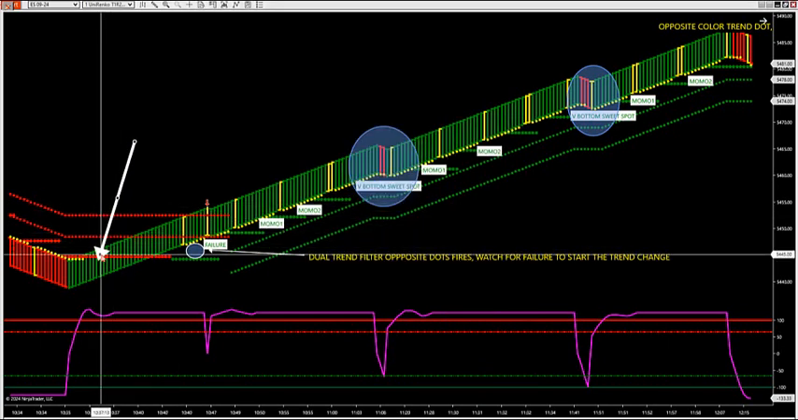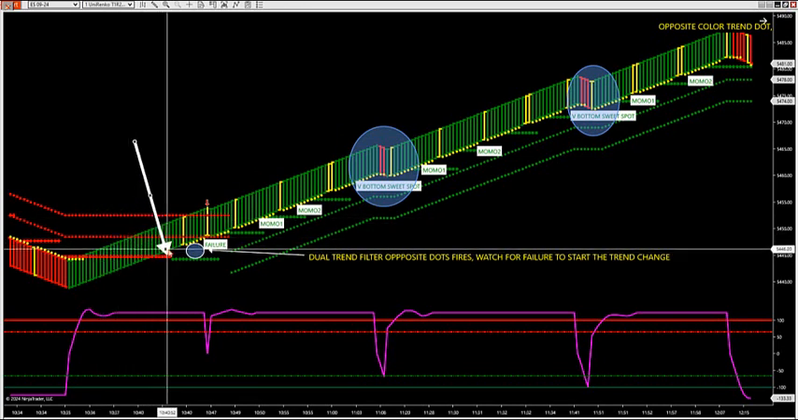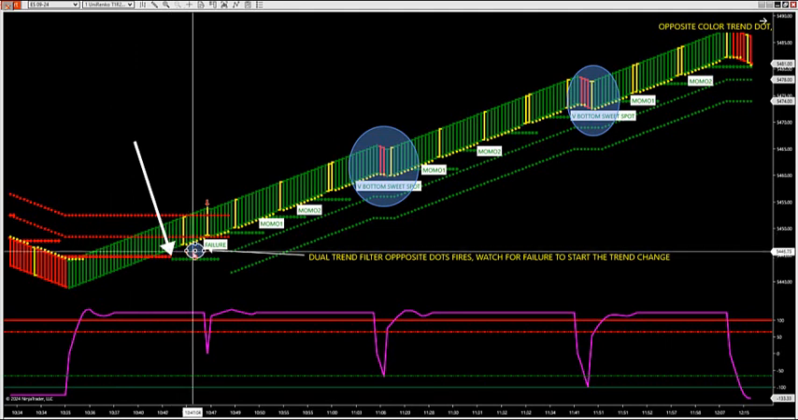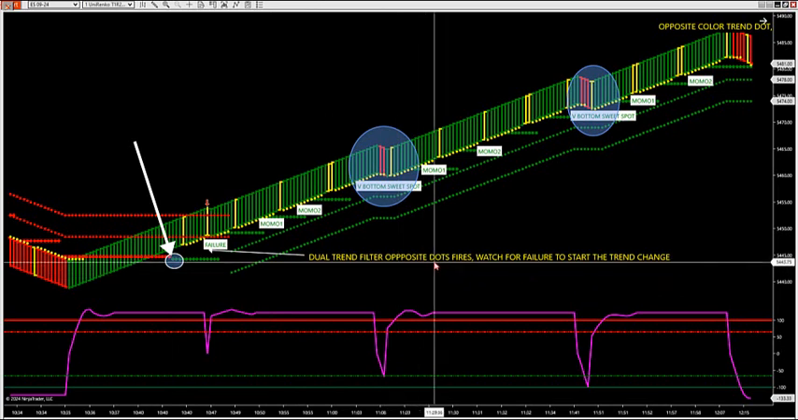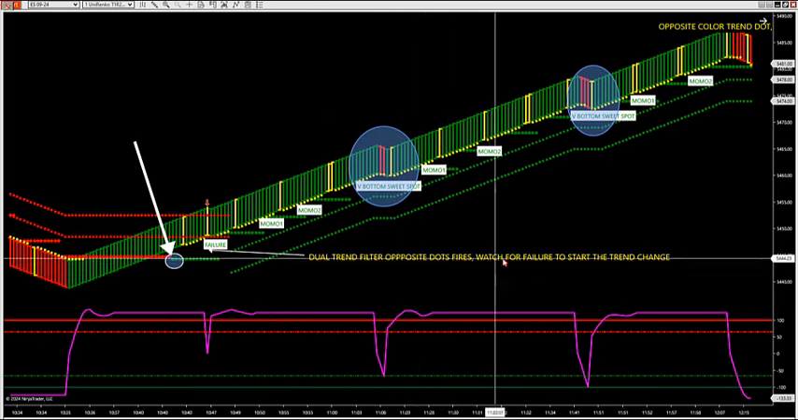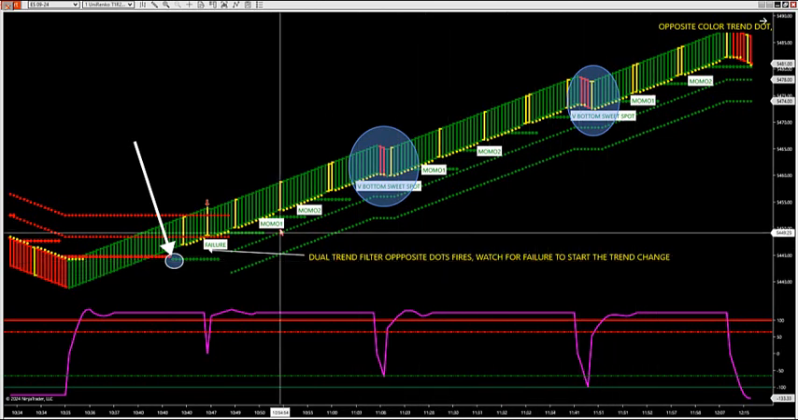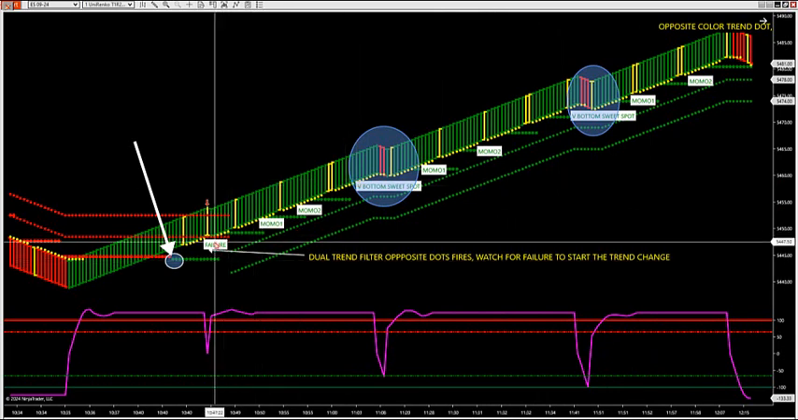We got red zone and our red Simreka bar, red, red, short. As soon as an opposite color trend filter dot comes in, meaning green red or red green right there, as soon as the opposite dot fires, watch for a failure trade to start the trend change to the upside.